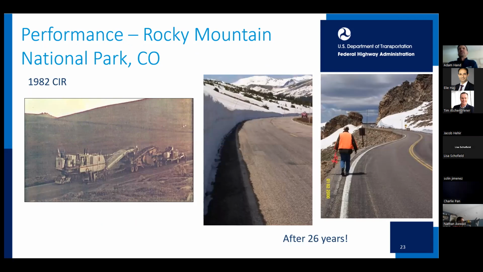It's a CIR built in 1982 in Rocky Mountain National Park. And actually, the plan was to let it go to 30. It ended up getting reconstructed after 28, just because of the scheduling and the availability of funds and so forth. But it probably would have made it to 30.